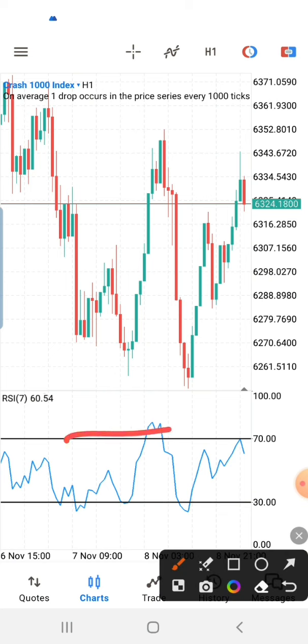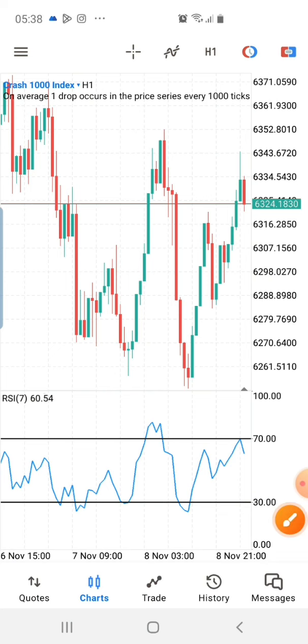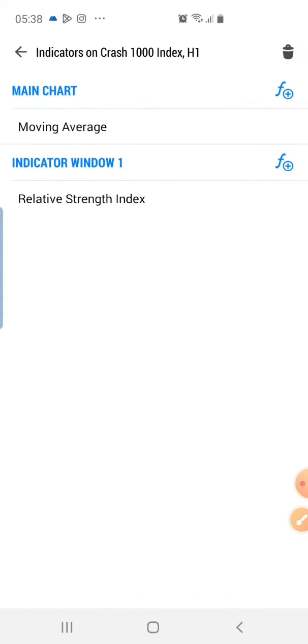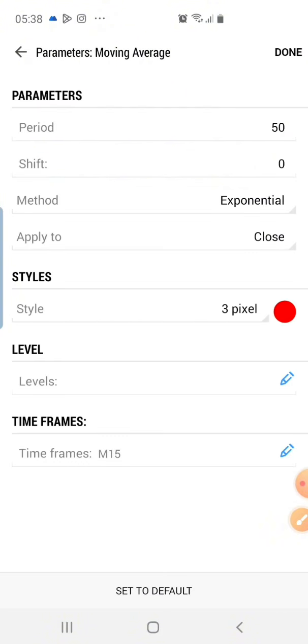Okay, you can see these lines here now. Okay, then that's the setup for RSI. The second indicator we are using is the moving average, which is going to be on our main chart. So we are going to be using the moving average 50, shift 0, exponential.